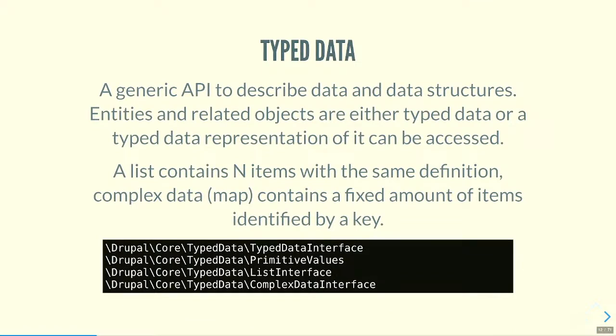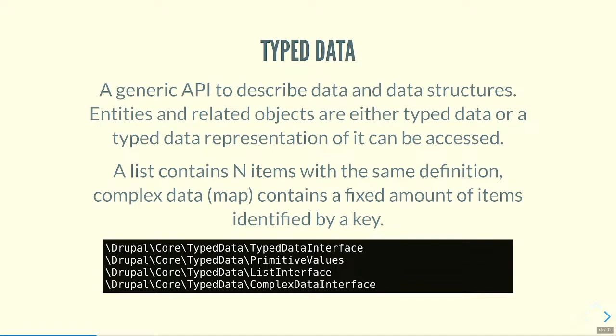Then below content entities sits a concept called type data. And that's a very generic API to describe data and data structures. So you have typically lists and data objects and entities and all the related objects, the field and so on, I will get to that, are type data, or you can get a type data object from it. Often you don't see too much of that. It can be useful for very generic code like validation that is able to work with all kinds of entities.